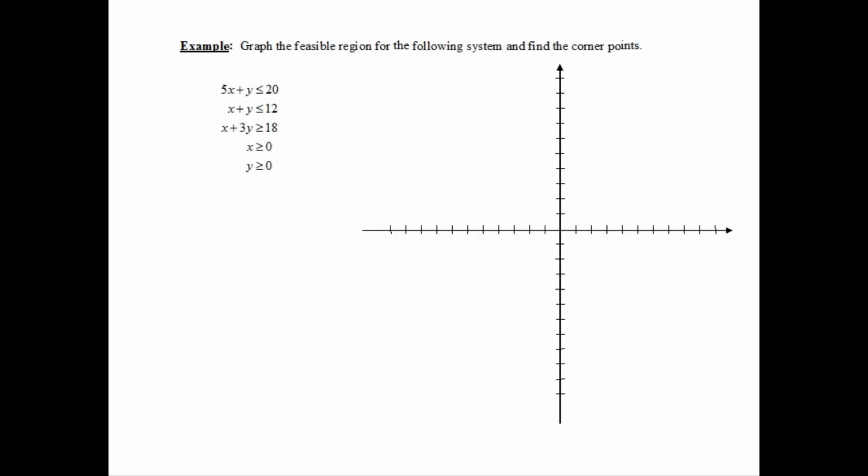Let's graph the feasible region for this system of inequalities. We're going to start by graphing all the lines, and we will do that by finding x and y intercepts. I'm going to think of setting the x value equal to 0 in this first inequality. That means I can cover up the x because that first term will disappear, which puts my y at 20.